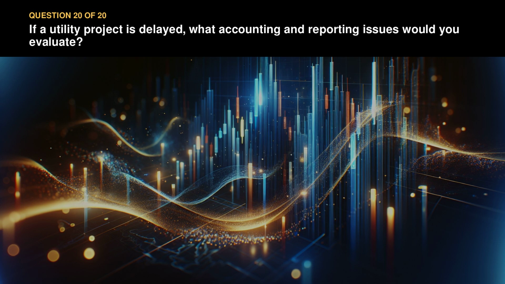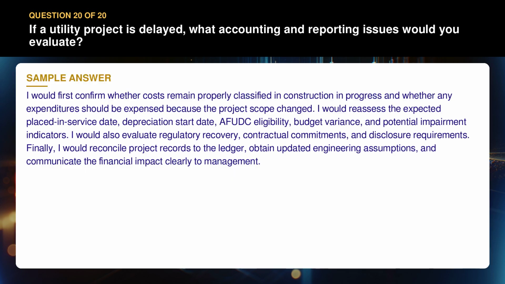Question 20. If a utility project is delayed, what accounting and reporting issues would you evaluate? I would first confirm whether costs remain properly classified in construction in progress and whether any expenditures should be expensed because the project scope changed. I would reassess the expected placed in service date, depreciation start date, AFUDC eligibility, budget variance, and potential impairment indicators. I would also evaluate regulatory recovery, contractual commitments, and disclosure requirements.